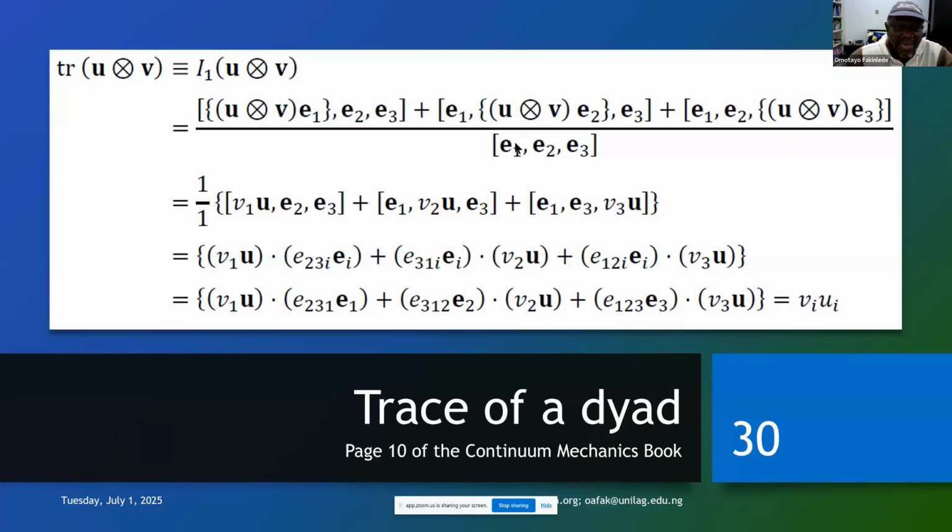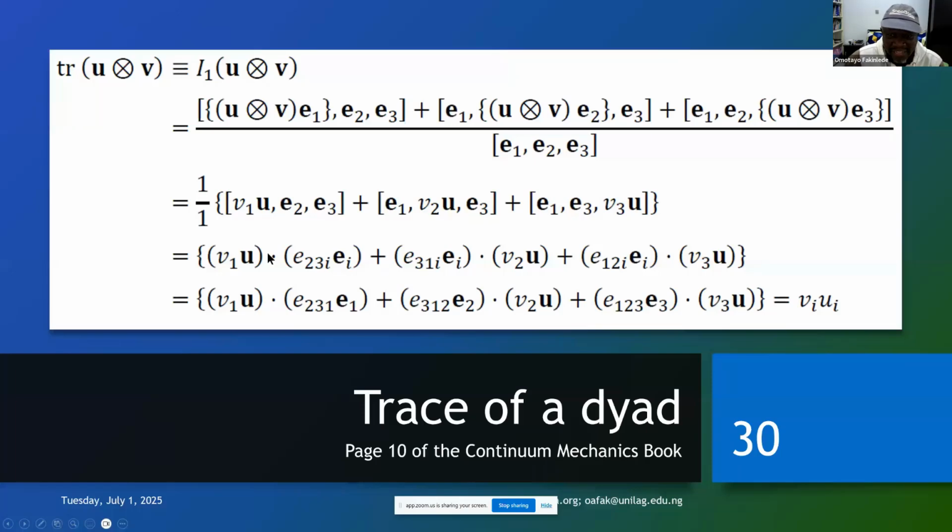You'll see it there. Now what you see in this bracket is V1U dot the cross product of E2, E3. And then this again is V2U dot the cross product of E3, E1. And then this is V3U times the cross product of E1, E2. There's an error here. This is E1, E2, not E2, E3. And we got it right in the next line.